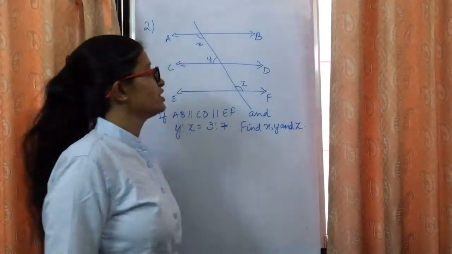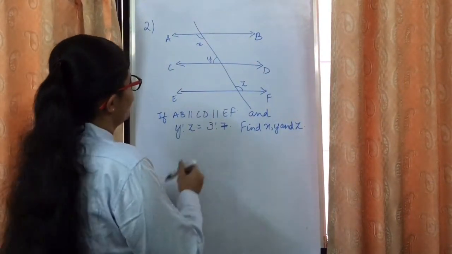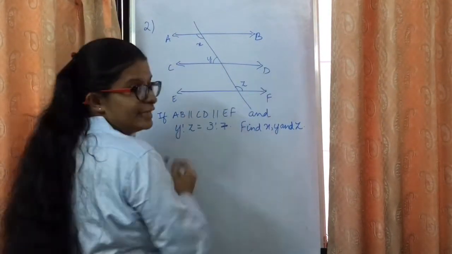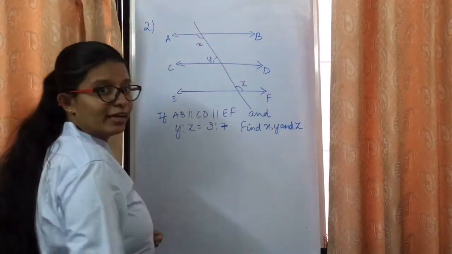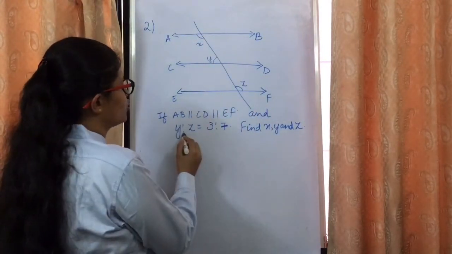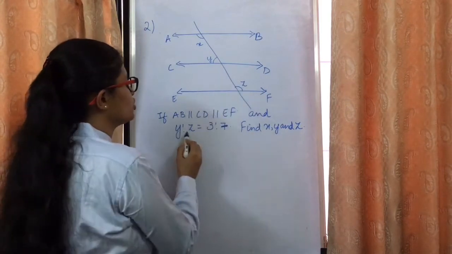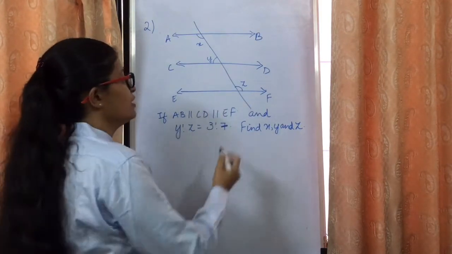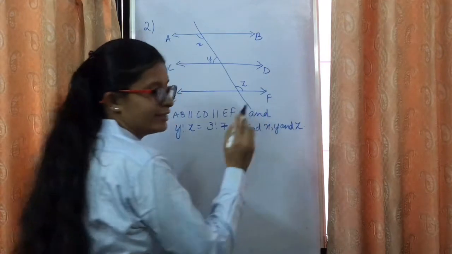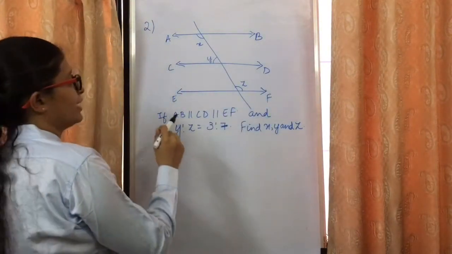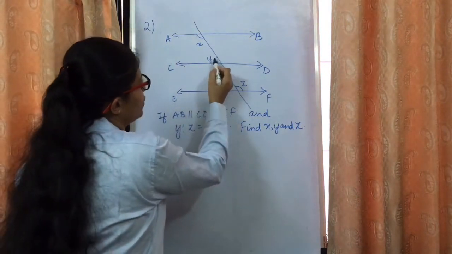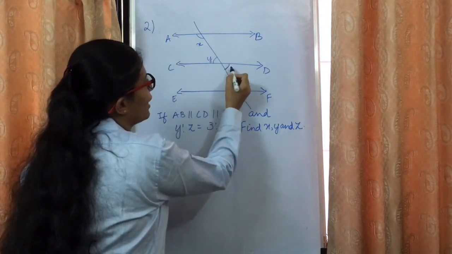Now let's solve a problem where it is given that AB is parallel to CD and CD is parallel to EF. All the three lines are parallel to each other. And it is given in the question the ratio of y to z is 3:7. We need to find the angles x, y and z. How can we do that? Let's see. Can I say that if this angle is y, then this one is also angle y?